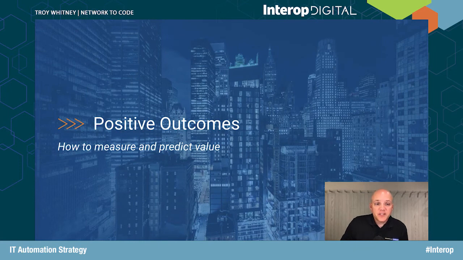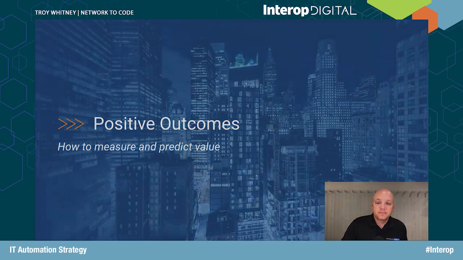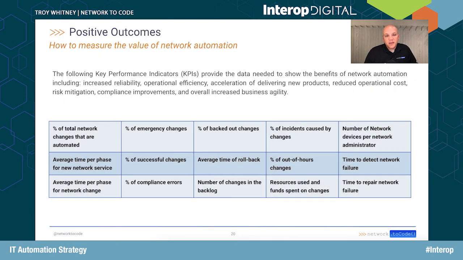So finally, let's start to look at how we measure and predict value. What are the positive outcomes, the tangible positive outcomes that can be measured and verified to be delivered to your business through your investments in network automation? Now, all the topics that we've talked about in the previous slide are real tangible value that's delivered to the business via network automation. But many times businesses want to know, what are the hard metrics? What are the hard numbers?